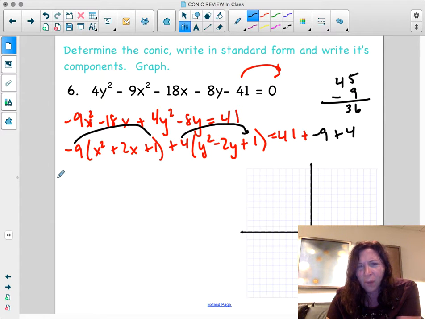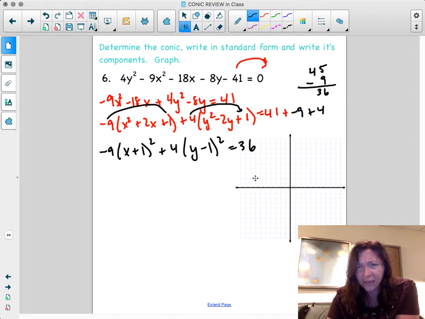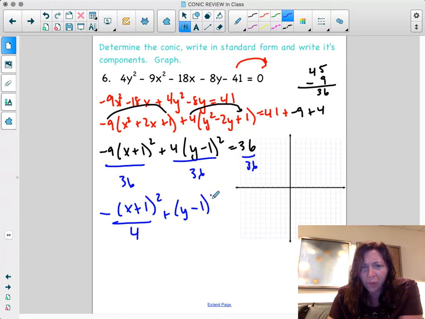So that means that when I simplify this a little bit, I'm going to get negative 9 times the quantity x plus 1, quantity squared, plus 4 times the quantity y minus 1, quantity squared, is equal to 36. I'm going to divide everything by 36 because for this to be in standard form, this has to be 1. So what I have here is negative (x plus 1) squared over 4, plus (y minus 1) squared over 9 is equal to 1.